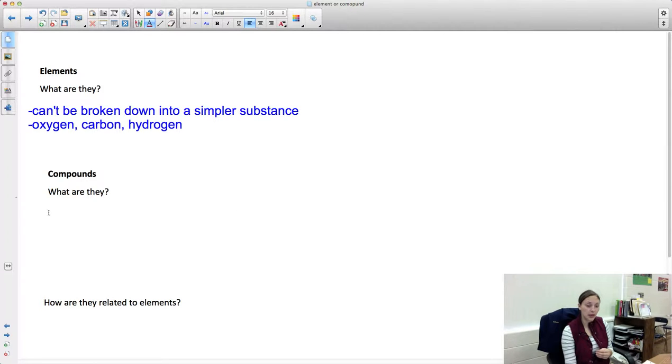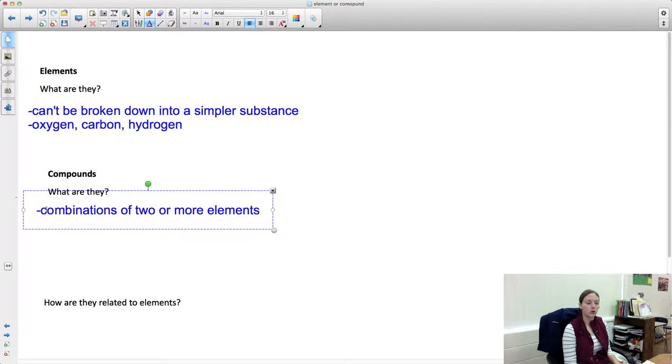Okay, compounds then are combinations of two or more elements. So we're going to have things like carbon and oxygen together, or hydrogen and oxygen together. And we're going to talk more about compounds in the next video for the chapter dealing with the laws of definite and multiple proportions. But for right now, just got to know that there are different combinations of elements together.